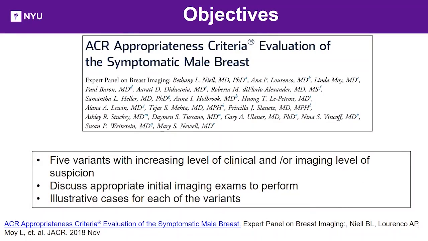So what I'm doing in this talk is going through how we evaluate the symptomatic male breast. Specifically, I'm going to be referencing the ACR Appropriateness Criteria for evaluating the symptomatic male breast. I am the current chair of this committee, and we went through the variants, 5 of them, where we talk about what type of imaging exams are appropriate given a particular scenario and given the level of suspicion. So I'm going to go through all 5 of these variants and illustrate them with cases.